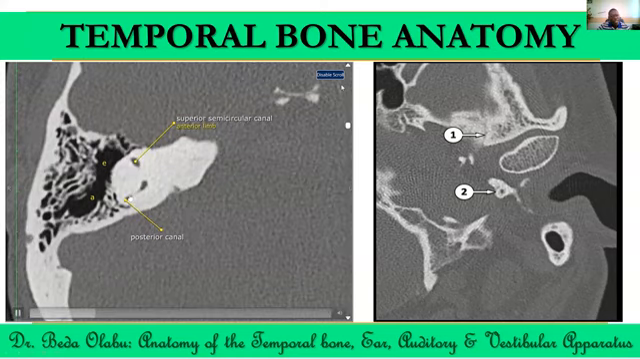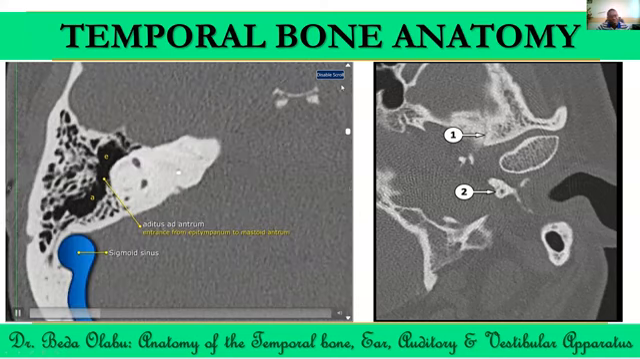You can see the posterior semicircular canal. Its orientation is almost parallel, or in long axis, to the petrous bone. You can also see the aditus and antrum there. You can see the groove of the sigmoid sinus medial to the mastoid component there.